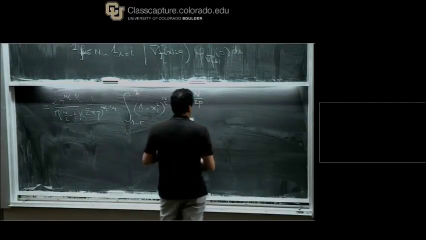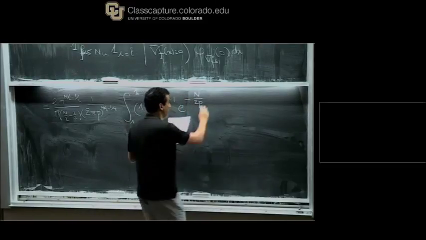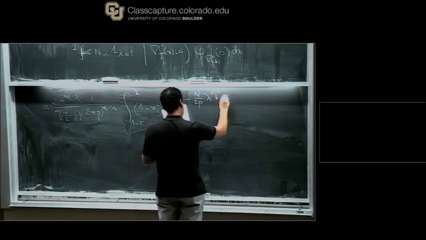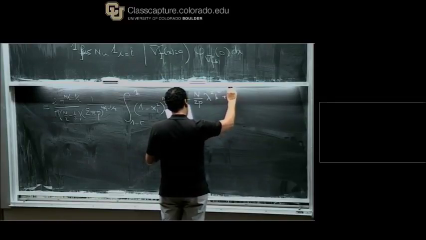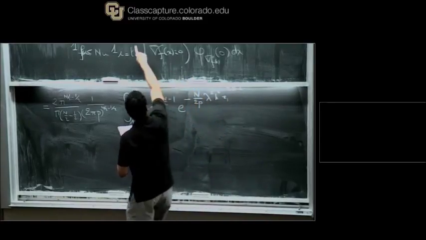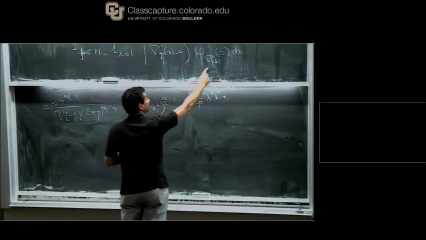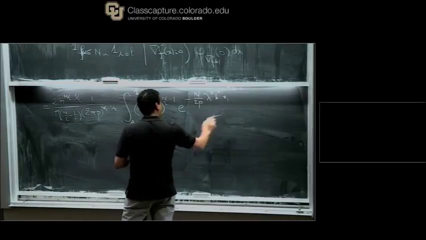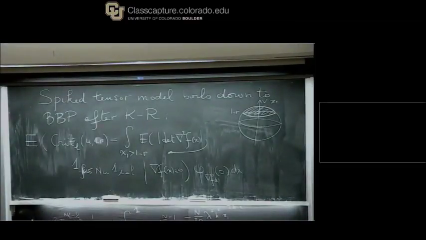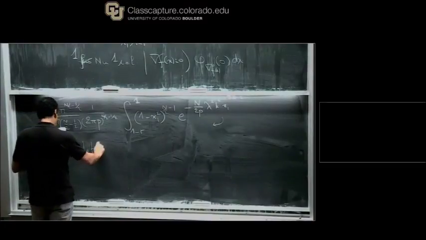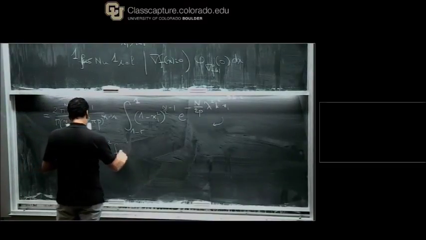I forgot how I call the strength of my spike, maybe lambda. Lambda square, k square, x1 to the 2k minus 2, if I'm not mistaken. So all that comes from, first, the volume element when you integrate, then this density. And on top of that, you multiply all this by the important object, which is the expectation of the absolute value of the determinant of the Hessian, again.